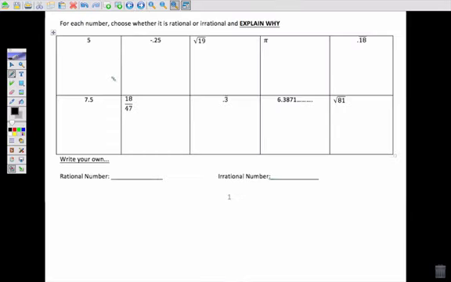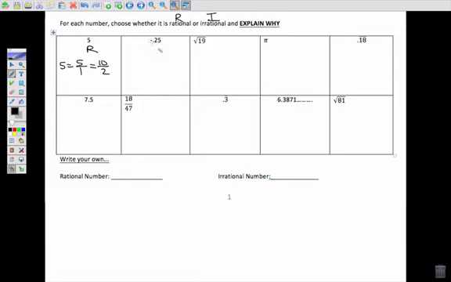Now we're going to look at classifying some different numbers, and we're going to choose whether each is rational or irrational and explain why. So we're going to abbreviate this. Let's use an R for rational and a capital I for irrational. Looking at 5, I'm noticing it's a whole number. I know that means it's a rational number. For my explanation, I'll show some work. 5 is equal to 5 over 1. There it is as a fraction. We could multiply both by 2 and get 10 over 2, and multiply each by 3 and get 15 over 3. But the moral of the story is it can be written as a fraction, so it's rational.